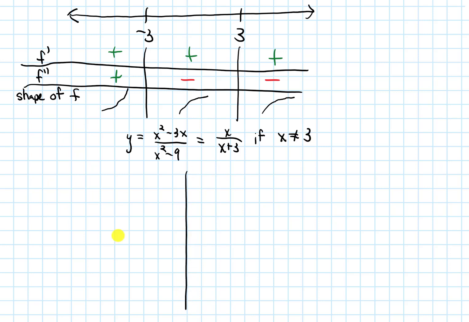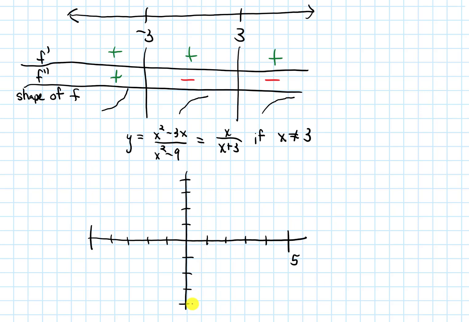Okay, now let's draw some axes. X-axis, y-axis, and put some tick marks. So I'll go 1, 2, 3, 4, 5, and -1, -2, -3, -4, -5. And then in the y direction, let's just go 1, 2, 3, 4, and then -1, -2, -3, -4.